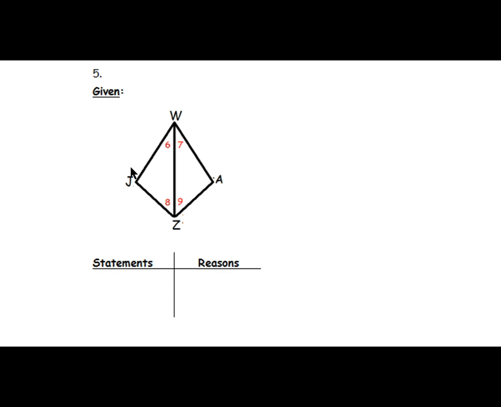So in this case, we want to identify what we can add to this picture and then what our statement and our reason would be. Well, whenever we see two triangles sharing a side, we're going to add in this circle that states that that segment, in this case segment WZ, is congruent to itself in the two triangles. So what would our statement be? It's segment WZ is congruent to segment WZ. What's the reason for that? That's the reflexive property of congruence.